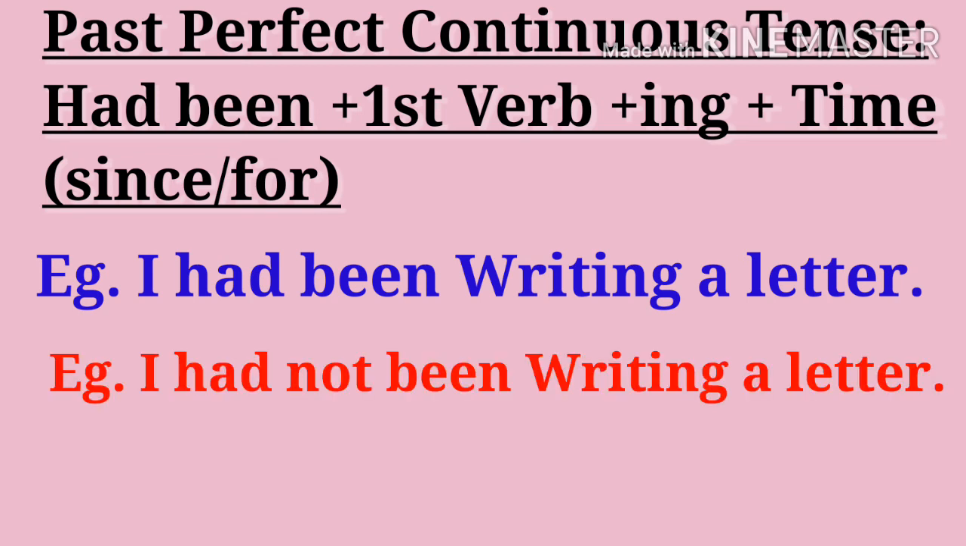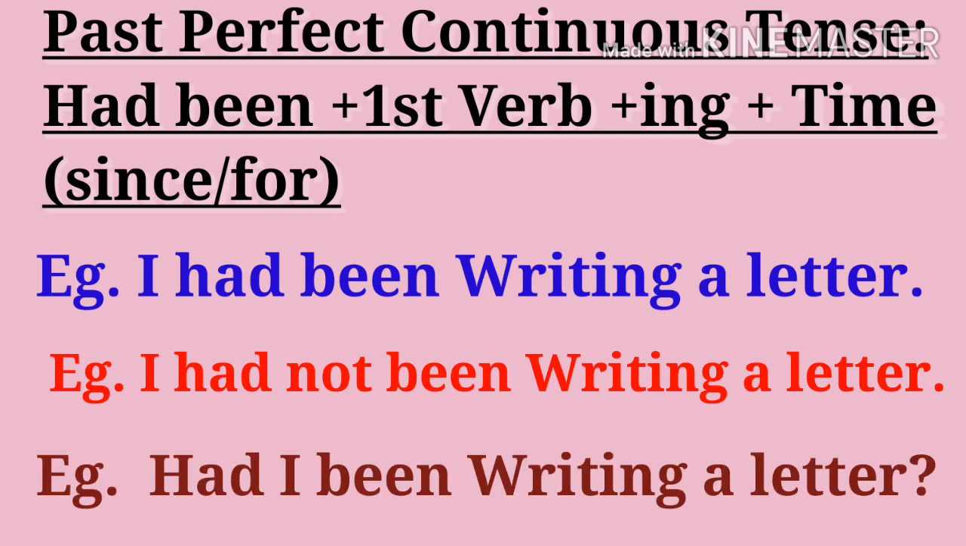Negative: I had not been writing a letter. Sentence structure: subject, had been plus not, first verb plus ing and object. Interrogative: had I been writing a letter?